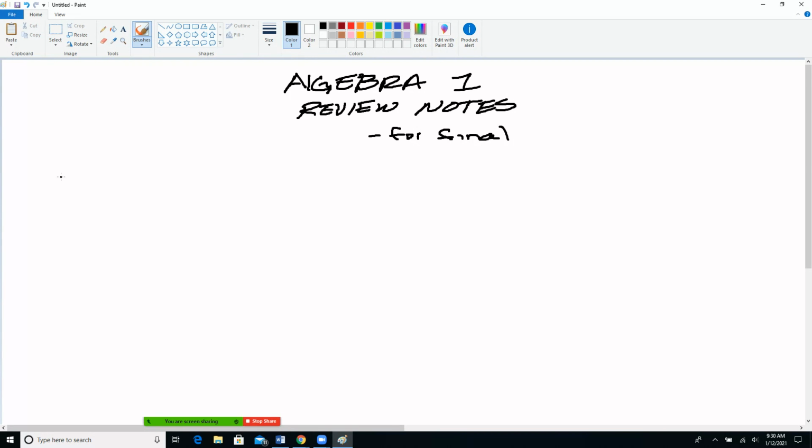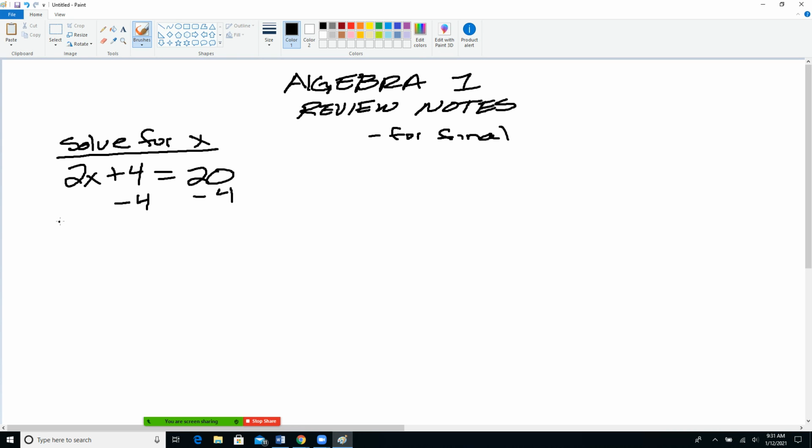Let's do something pretty straightforward like solving for a variable. So why don't you solve this equation? 2x plus 4 equals 20. What we're trying to do is solve for x. My first step is to subtract 4 from both sides, and I get 2x equals 16.